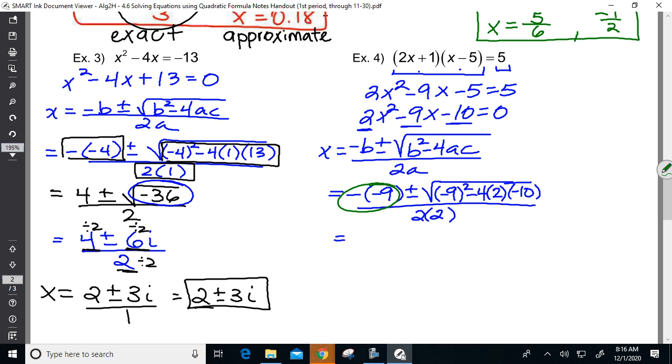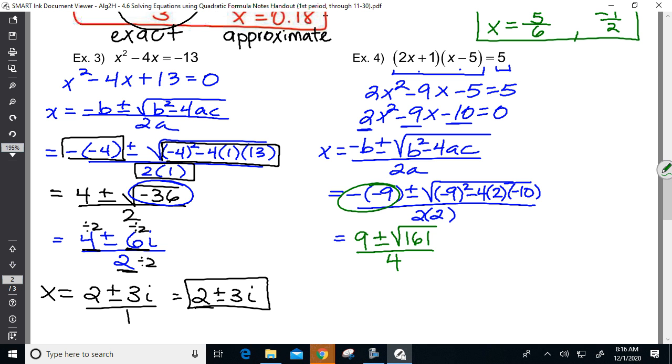Okay, the opposite of -9, so that's 9, plus or minus the square root of -9 squared minus 4 times 2 times -10, which is the square root of 161. And 2 times 2 is 4. Any questions before we continue? If I messed up somewhere, please let me know. I'm definitely nowhere near perfect. All right.